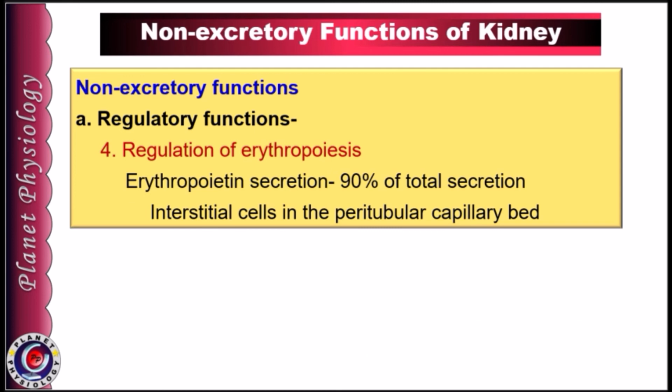90% of the total erythropoietin is secreted from interstitial cells of peritubular capillaries, and hence anemia is a common feature of renal diseases, and hence kidneys are the major regulator of erythropoiesis. And therefore, regulation of erythropoiesis is also one of the regulatory functions of the kidney.